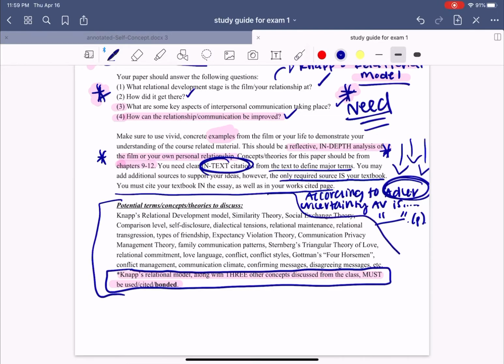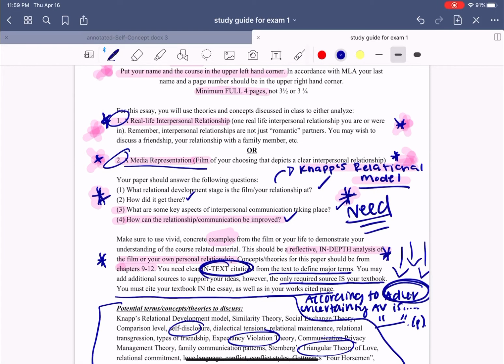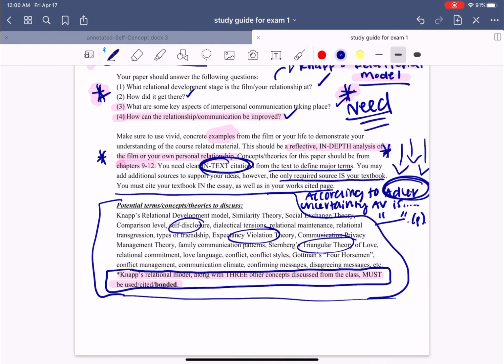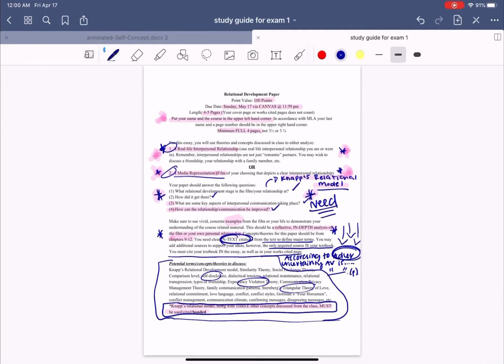All right, so here's a bunch of different terms that you can discuss within your paper. These are just a couple of concepts that we are going to discuss for the remainder of the term, and it's really up to you. You could be like, hey, I see expectancy violation here, I see self-disclosure here, Sternberg's triangular theory of love, let me use that one, and then let me also use Knapp's relational model. All right, it's really up to you. Most, if not all, papers will be very, very different, and that's kind of why I wanted to go this route instead of just saying, use 500 Days of Summer.